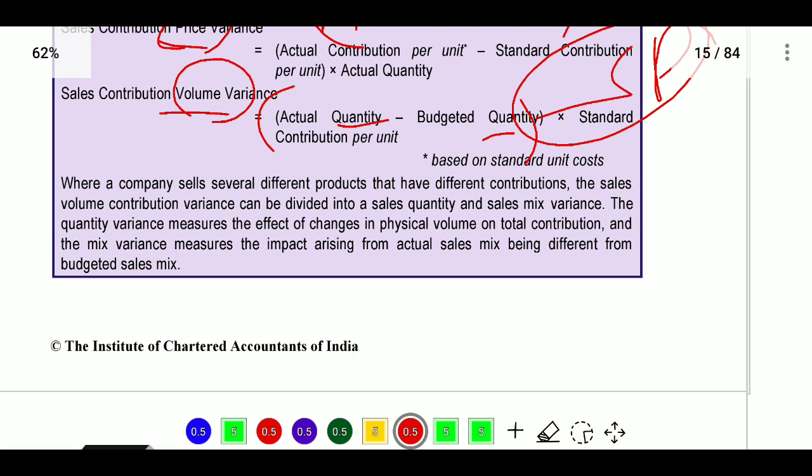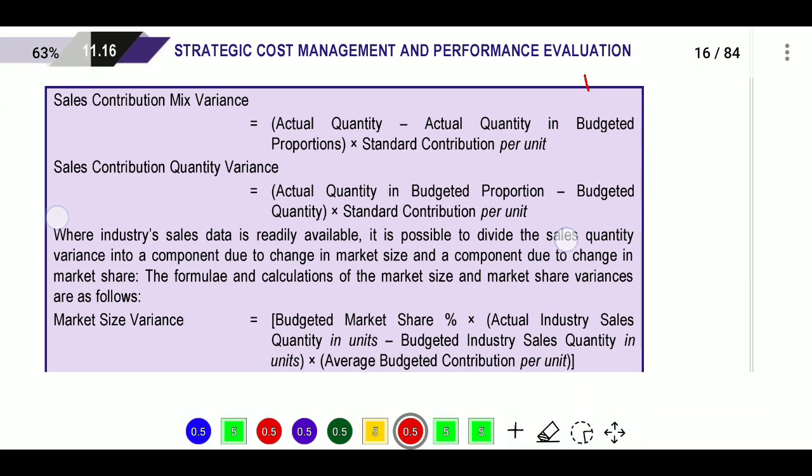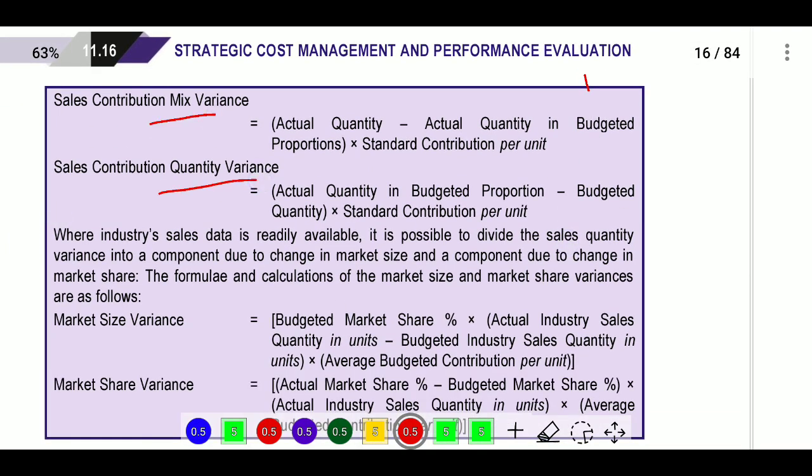Next, where a company sells several different products that have different contributions, the sales volume contribution variance can be divided into sales quantity and sales mix variance. What is this mix variance? It means for products you are mixing some other items which are not prescribed, so there is some variance. We will identify that mix variance also. Sometimes if there is yield variance also, then we will calculate that yield variance as well.